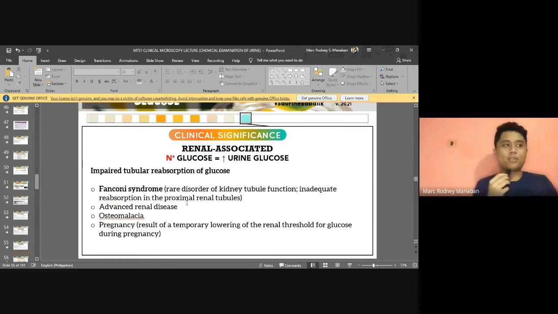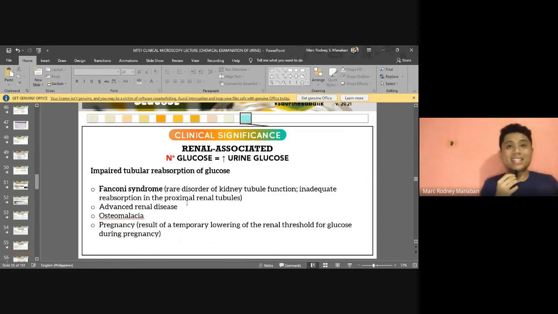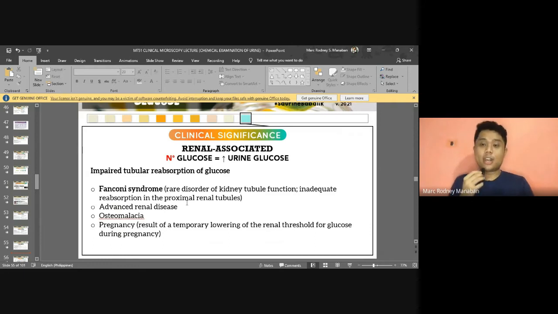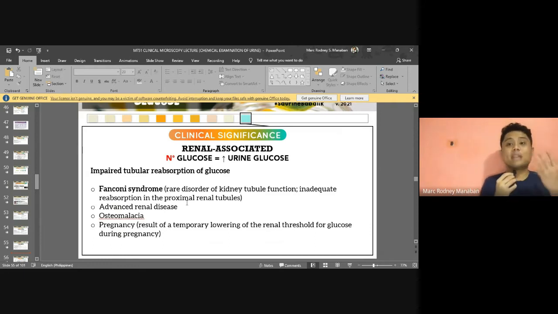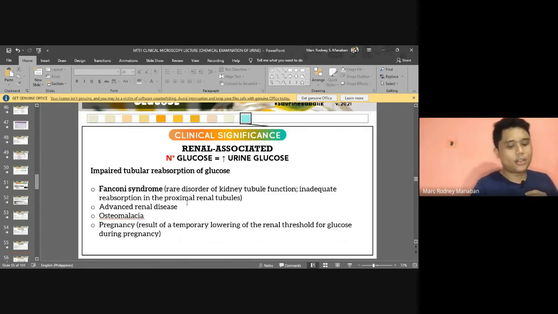Understand: if it is hyperglycemia-associated, your plasma glucose levels are high and have exceeded the renal threshold, or the maximum that your tubules can reabsorb. Therefore, the excess glucose will be excreted in urine. Whereas for renal-associated, the problem is in your kidneys, in your tubules, so reabsorption has become difficult. Okay, so that's the clinical significance for glucose.